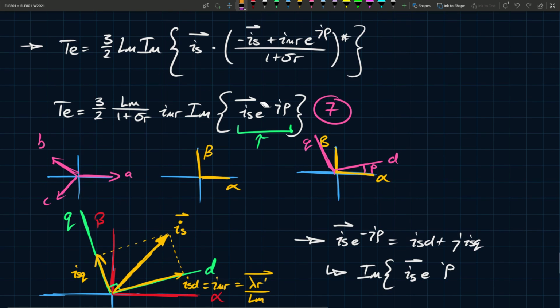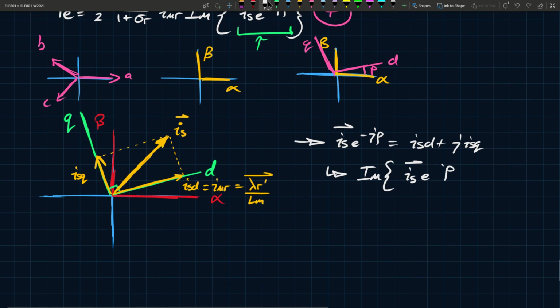Minus j rho. Minus j rho is equal to ISQ, and that's what you can see here. That's what this axis is, because the alpha is the real component and beta is the imaginary. So if you take it one step further, you can find that this imaginary component is ISQ.